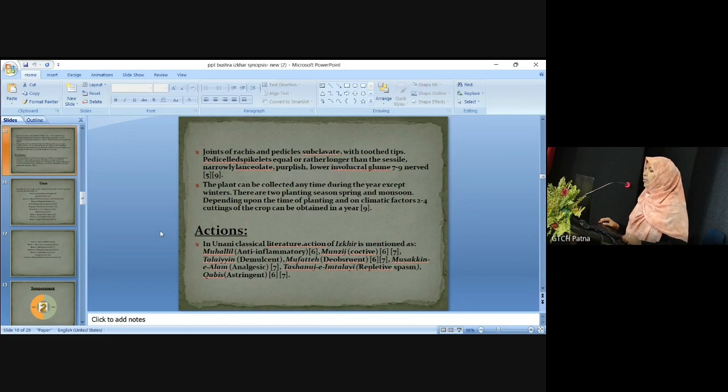We have already learned in Mufaradat that Izkhar in Yunani literature is known to have mohallil action, that is anti-inflammatory. I told you that when cisplatin is induced in the body, it causes inflammation, and that's why we are using this drug against cisplatin. Mohallil is anti-inflammatory, and I'm using this against the inflammatory action. Then it is munzij, talayyun, mufatte, musakkin alam, tashannuj imtilai, and qabiz.